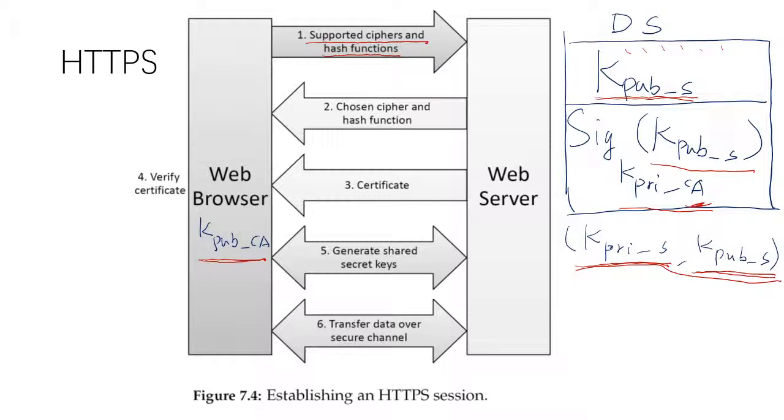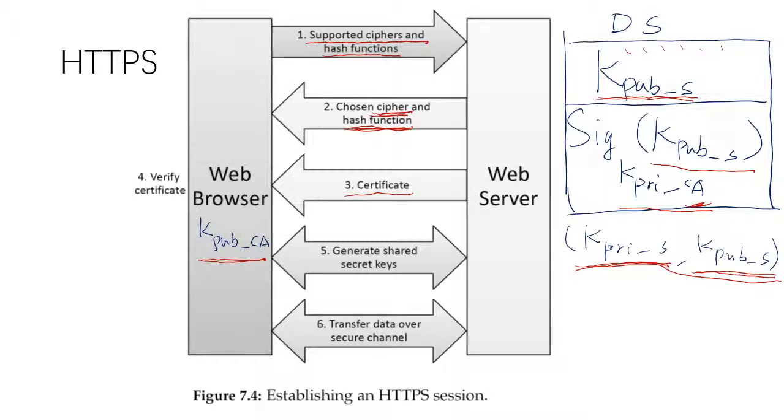And the web server will pick the cipher algorithm and hash functions that it can use, and send the cipher and hash function back to the web browser. Then at this time, the web browser and the web server will use the same cipher algorithm and hash function. At the same time, when the web server sends back the chosen cipher and hash function, it also sends back the certificate, the digital certificate.